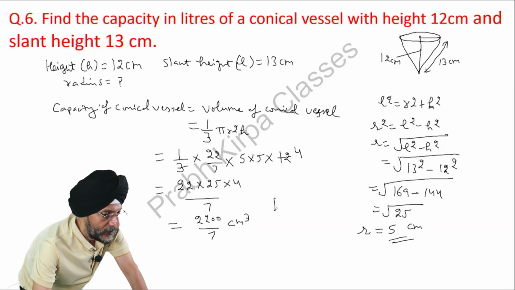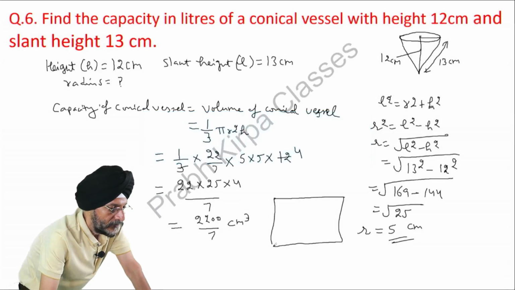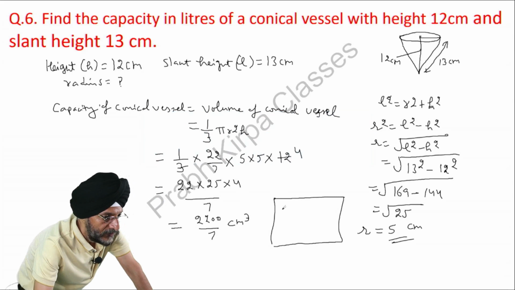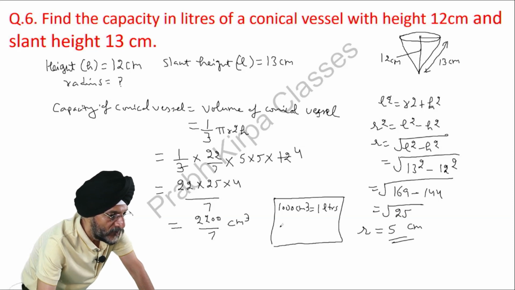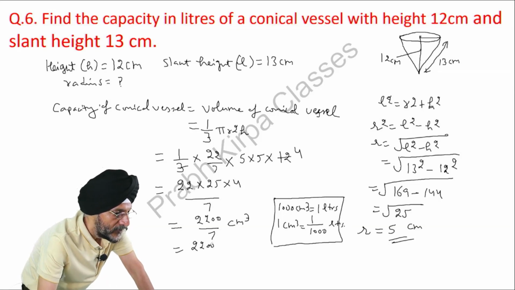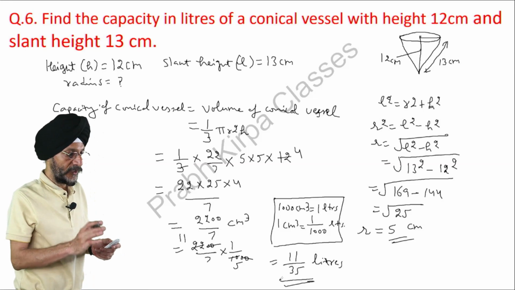We know that 1000 cubic centimeter is equal to 1 liter, or we can say that 1 cubic centimeter is equal to 1 over 1000 liter. So here, 1 over 1000, it will come as 11 divided by 35 liters. This is the answer. This is the capacity of the conical vessel in liters.